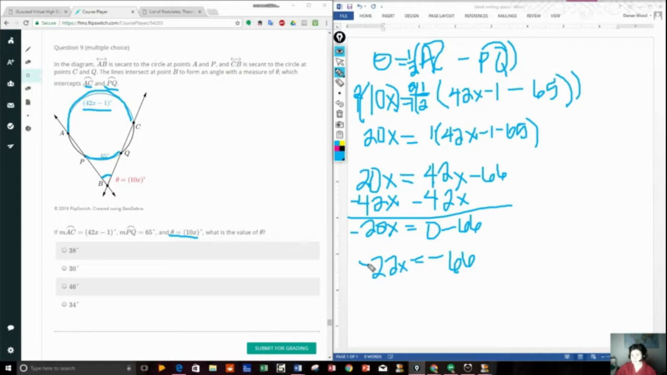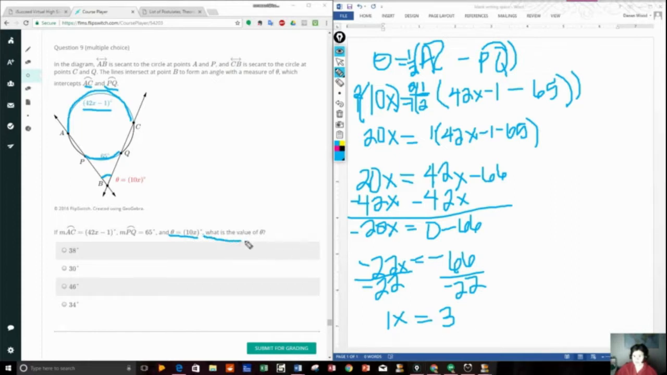And then negative 22 is multiplying x, so the inverse operation is to divide. So we're going to divide by negative 22, divide by negative 22. And negative 22 divided by negative 22 is 1 times x, and that equals negative 66 divided by negative 22, which is 3. So x equals 3.